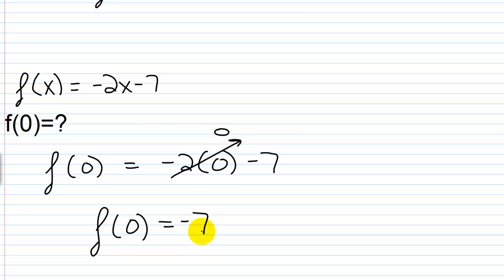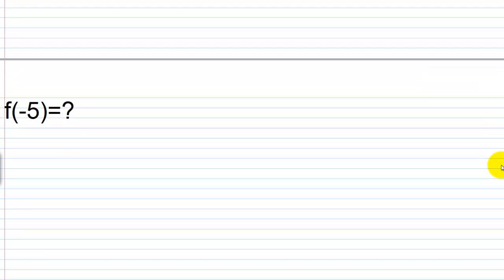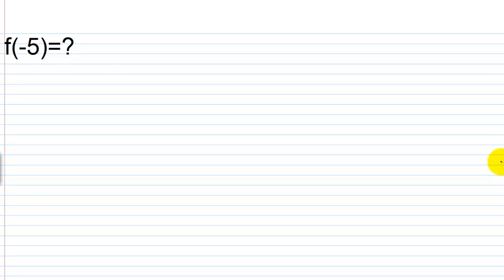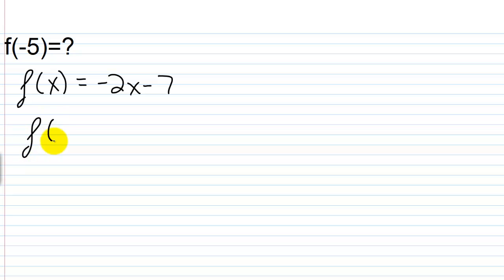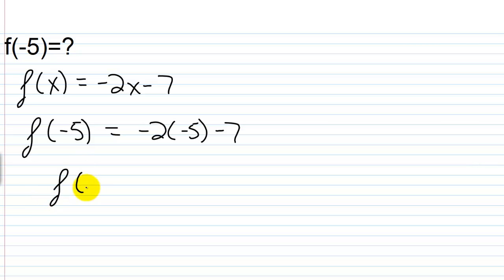Okay, so again, this function has a value of -7 when we have a domain value of 0. And it's just plugging in, so it's really, really simple. Okay, what about f of -5 here? So f of -5 just means I'm plugging in a -5 for x. So -2 times -5 is 10, and 10 minus 7 is 3. So f of -5 is equal to 3.